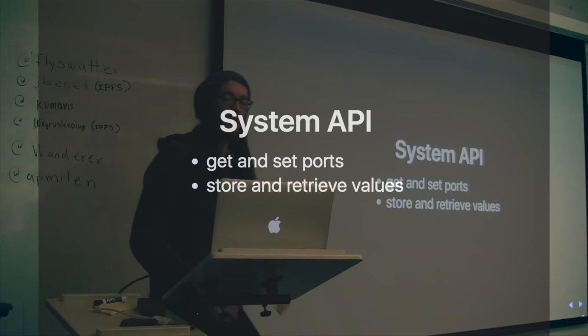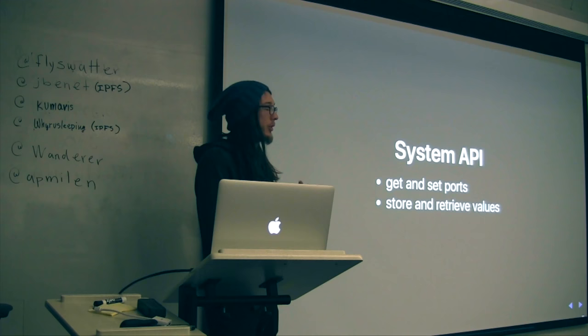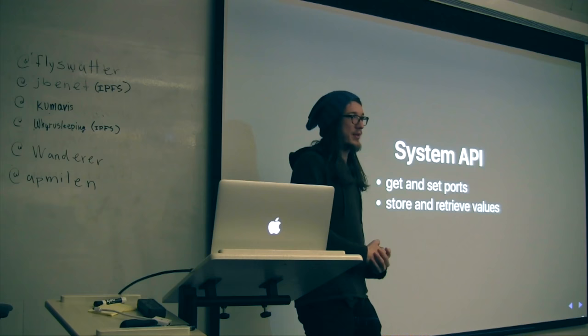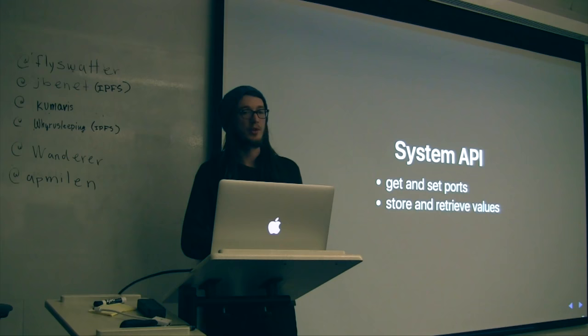So we need a system API. It should be super simple and easy to specify. Everything needs to have a very small trusted computing base here. And there's only really two things we need to do. We need to interact with the ports: set and get ports, send messages, whatnot. And we need to store and retrieve values from the file system, which is the Merkle DAG here.